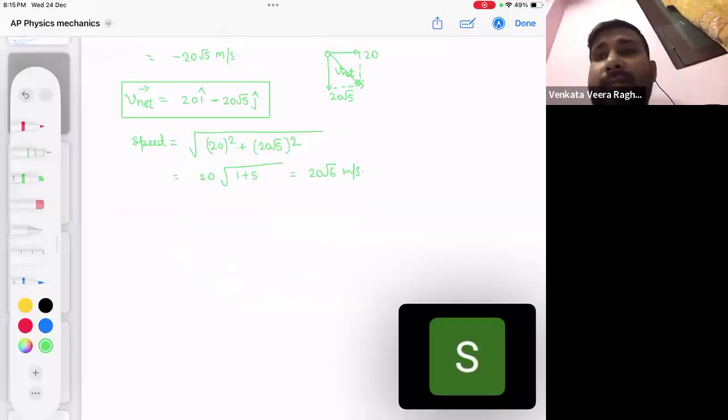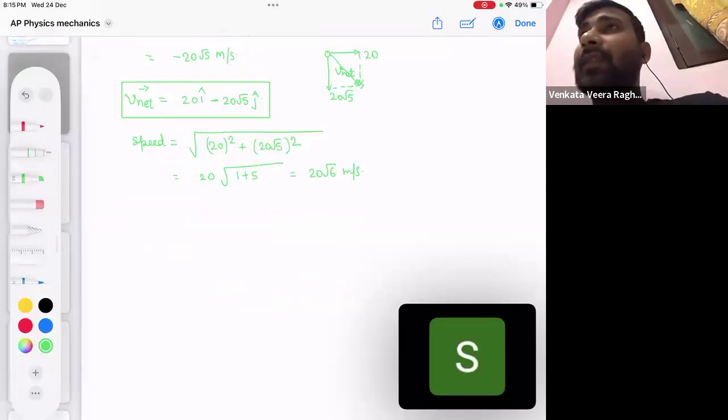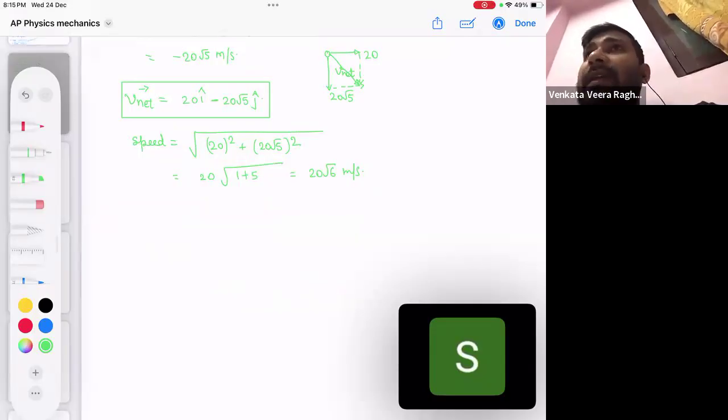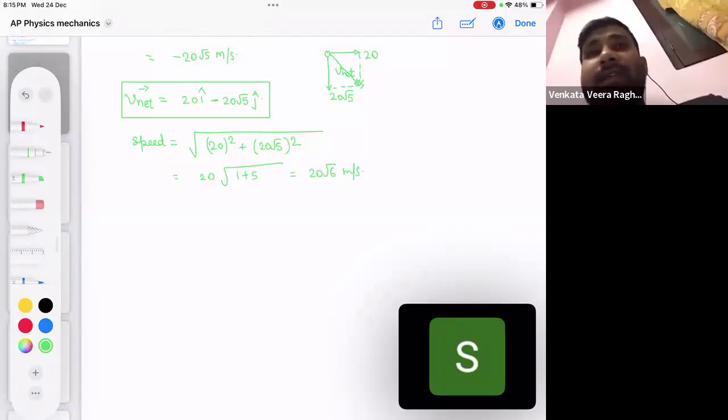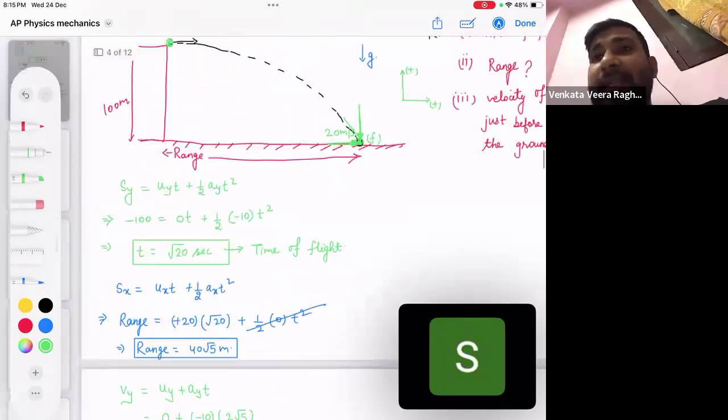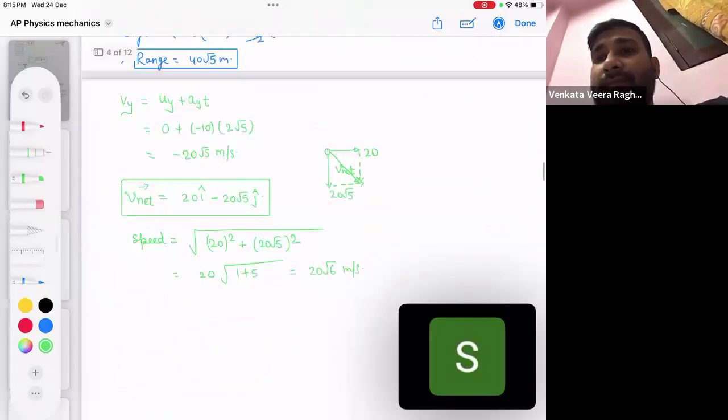Okay, understood. So whenever a question comes where a particle is projected from some height, then we should apply the equation of motion in x direction separately and y direction separately. And one thing which will be common to both of them is the time. Time is common for both the directions x and y. Remaining things we have to calculate separately, x separately and y separately. Clearly understand this question? Yes, sir.